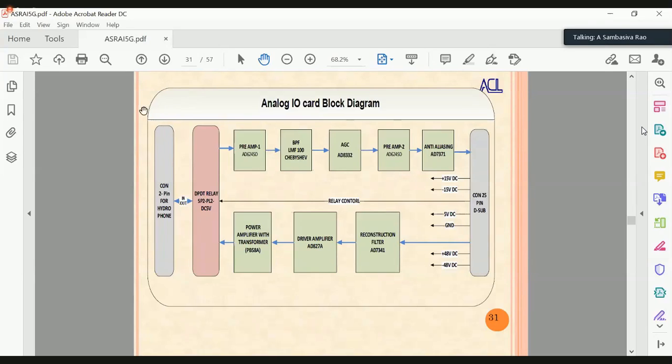This is my analog card. Actually, first come to the receiving end. This is the receiving chain. This is the transmitting chain.